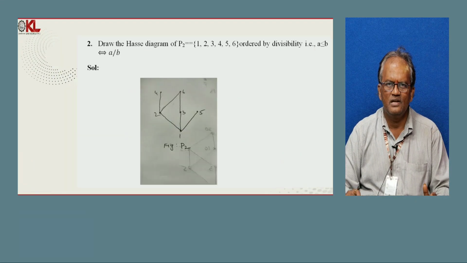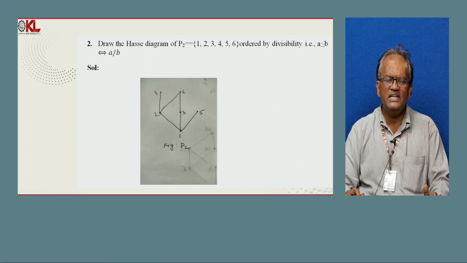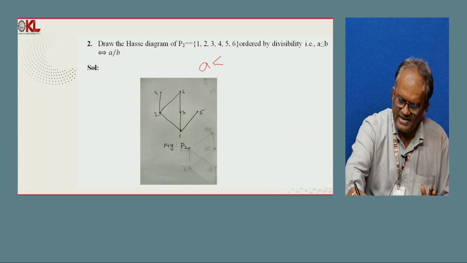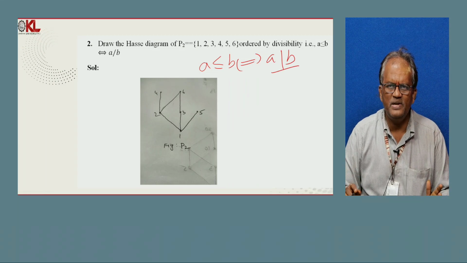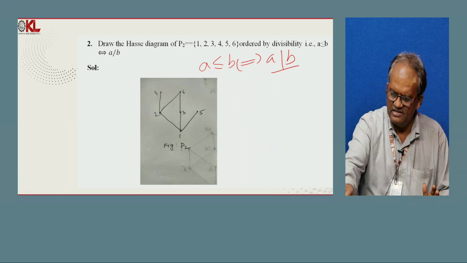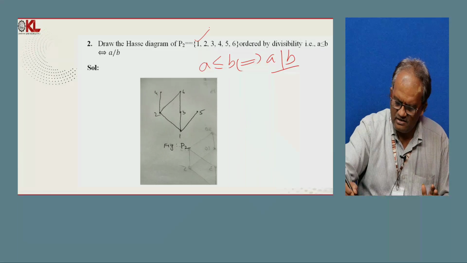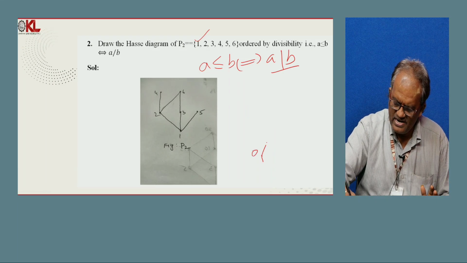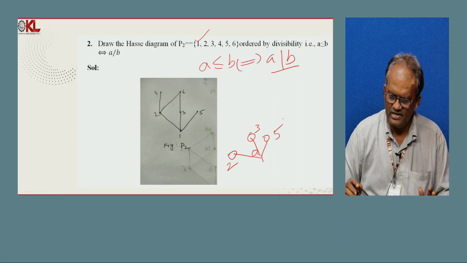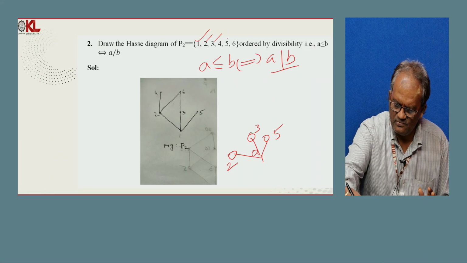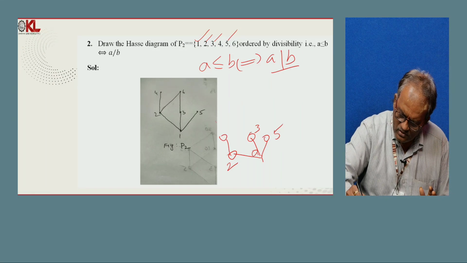Okay, dear students, now go to another problem. Draw the Hasse diagram of the poset {1, 2, 3, 4, 5, 6} with the relation A divides B. Use this relation: A should divide B. What is the least element here? 1. So 1 divides 2, 1 divides 3, 1 divides 5. Accordingly, select the elements 2, 3, 5. Now come to 2 divides 4.